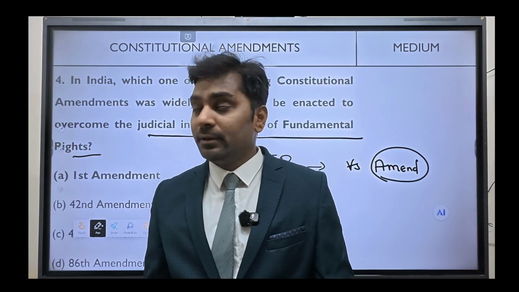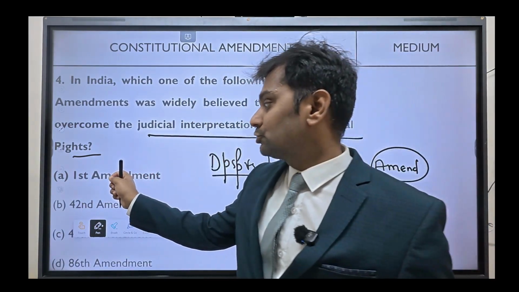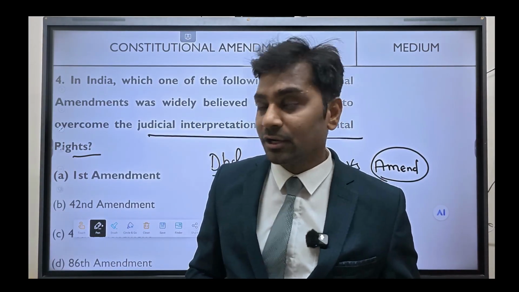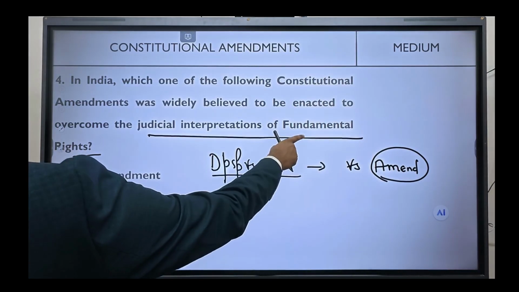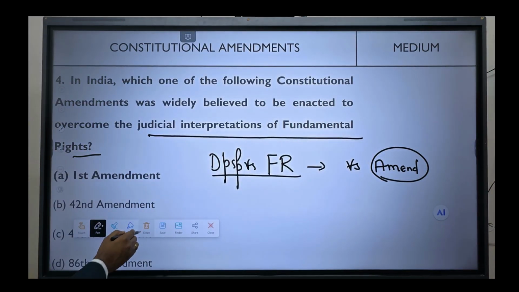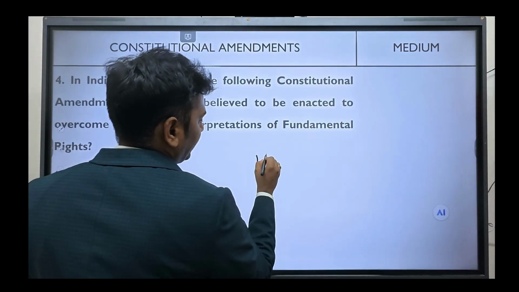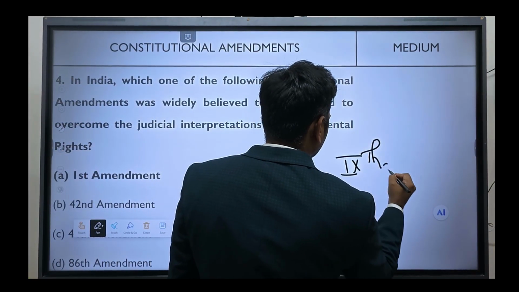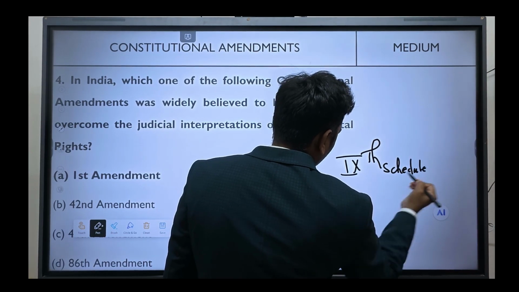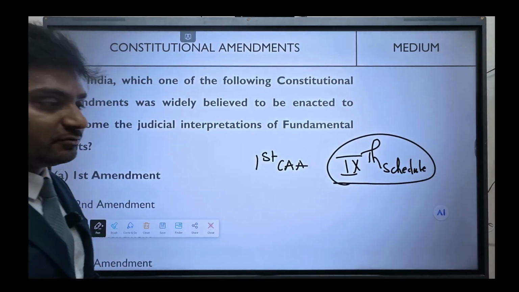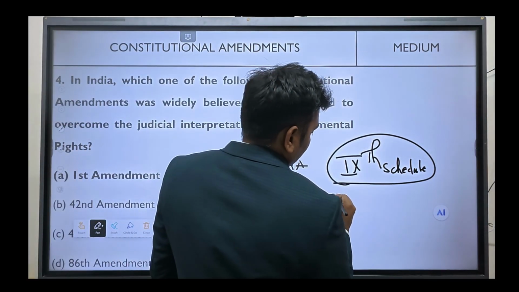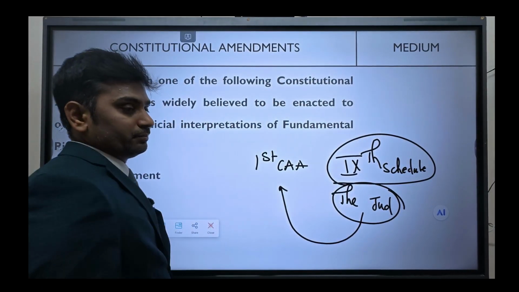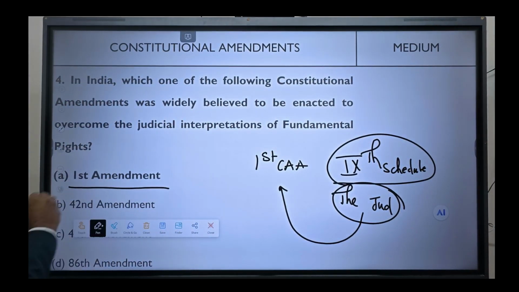Article 1 has discussed, Constitutional Amendment Act 1 was made, through which they introduced the Ninth Schedule to the Indian Constitution, and they said that judicial interpretations of fundamental rights can be curtailed through this. The first Constitutional Amendment Act introduced the Ninth Schedule, which limited the powers of the judiciary not to enter into those items which are under the Ninth Schedule. So, judicial interpretations, this was the first constitutional amendment.